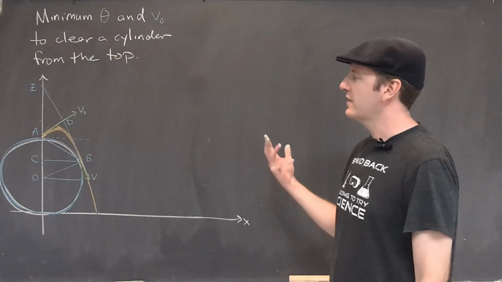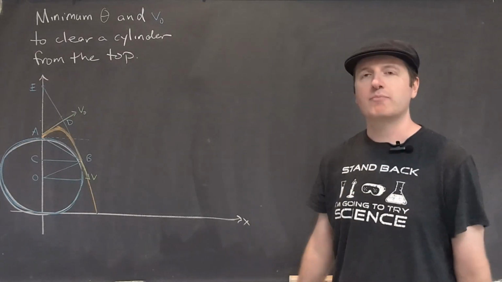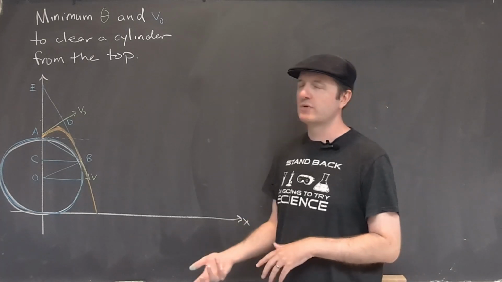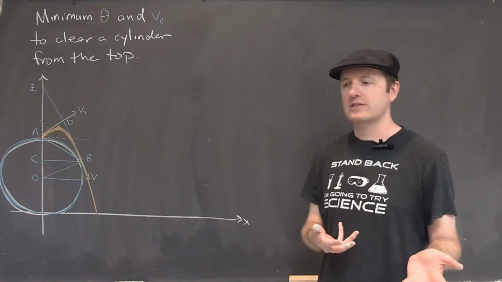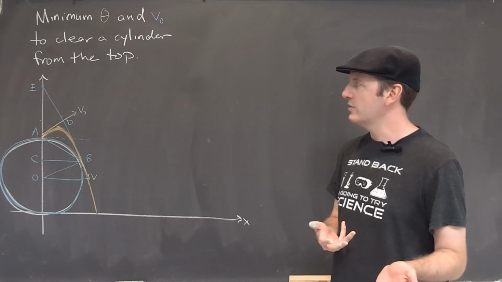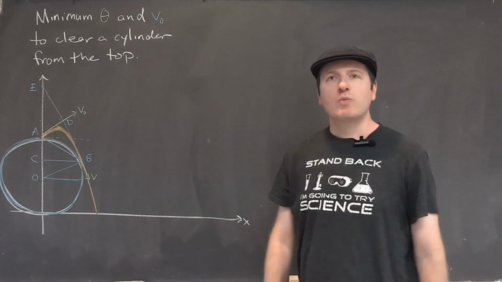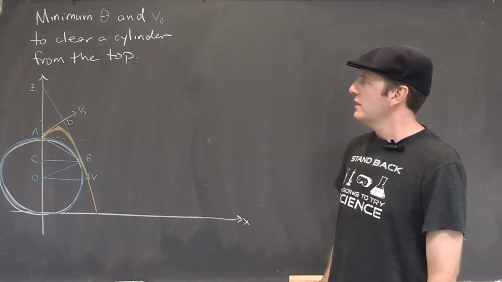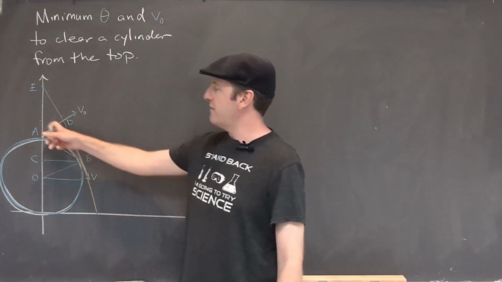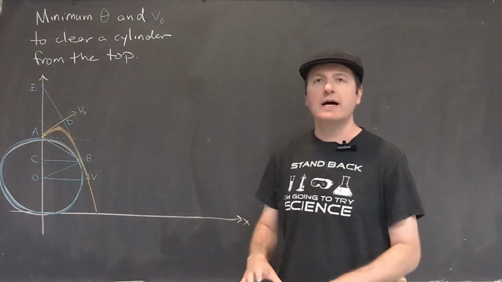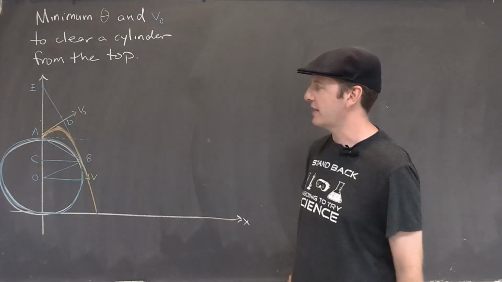Okay, today I'd like to do another clearing type problem, but we'll be using some of the results that we've derived in previous videos, and I'll mention where we need those as they come up. So here's the goal. We have a cylinder or a sphere, or really any object that has a circular cross-section.